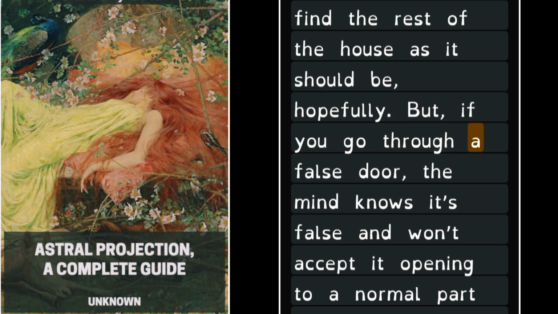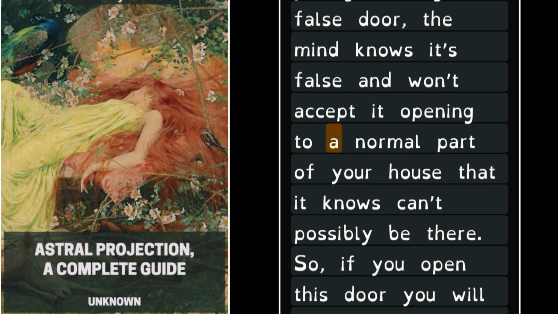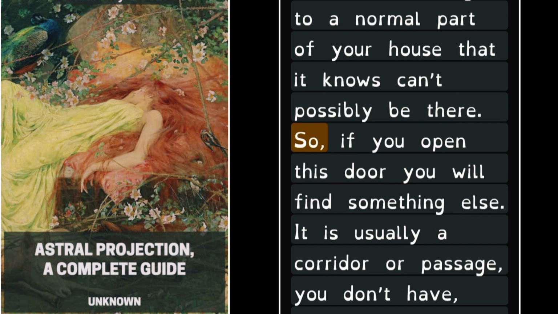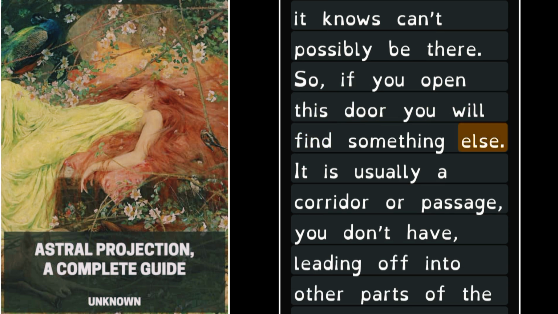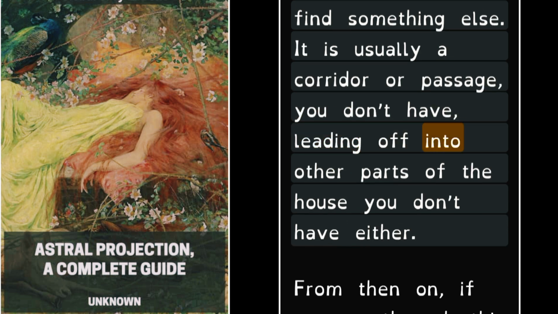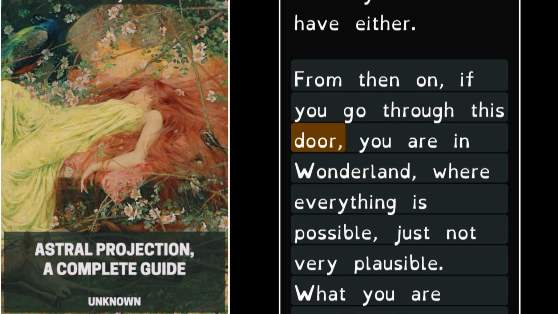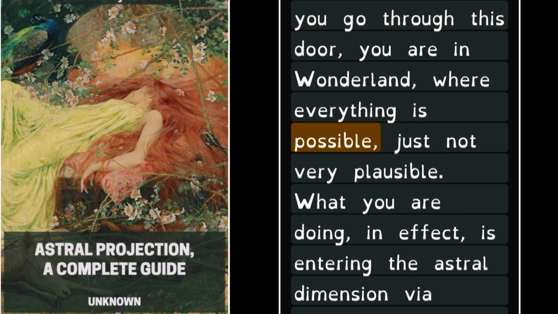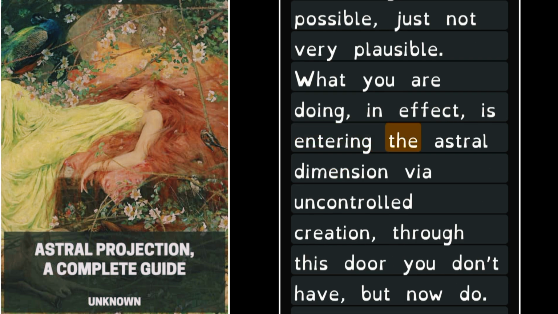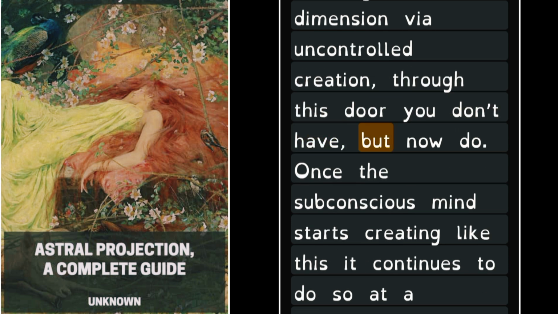But if you go through a false door, the mind knows it's false and won't accept it opening to a normal part of your house that it knows can't possibly be there. So, if you open this door, you'll find something else. It is usually a corridor or passage you don't have, leading off into other parts of the house you don't have either. From then on, if you go through this door, you're in Wonderland, where everything is possible, just not very plausible. What you are doing, in effect, is entering the astral dimension via uncontrolled creation. Through this door you don't have, but now do.